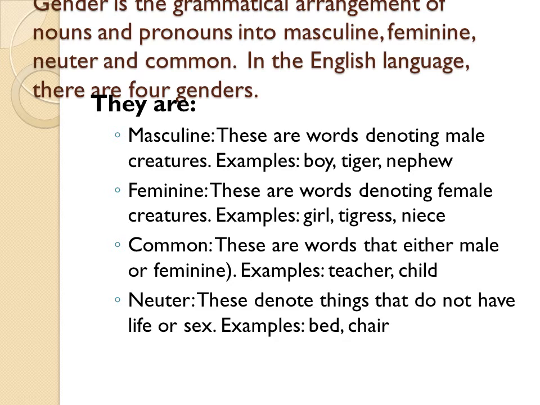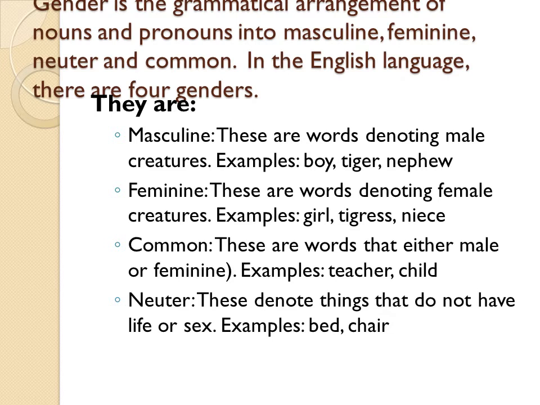The third one is what we call the common genders. The common genders are words that are either male or female. They are words that you use to classify a person, whether you're referring to a person as a male or a female. It's common. For instance, teacher. A male teacher is a teacher. A female teacher is a teacher. And then a child refers to a boy or a girl.